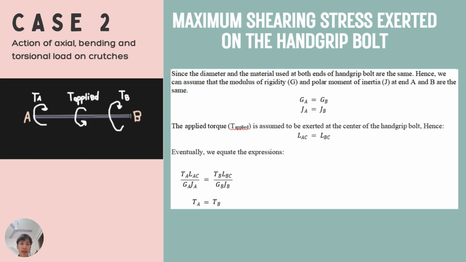Since the diameter and the material used at both ends of the hand grip are the same, we can assume that the modulus of rigidity G and the polar moment of inertia J at A and B are the same. So GA is equal to GB and JA is equal to JB. Since we also assume the applied torque is exerted at the center of the hand grip, right in the middle of the hand grip board, LAC is also equal to LBC. Now we can equate the expressions, and we get TA equal to TB.